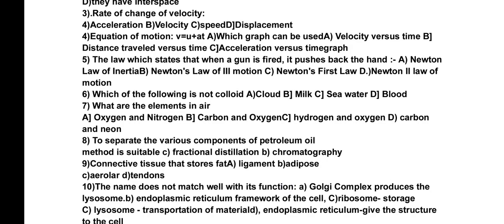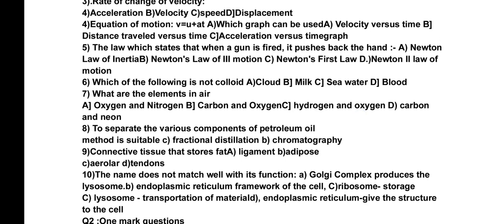Now let us take the fourth question. Equation of motion is V is equal to U plus AT. To find this equation of motion, which graph should be used? The graph that should be used here is the velocity time graph. So the answer is velocity versus time graph. That should be selected as the equation of motion. V is equal to U plus AT has to be derived.